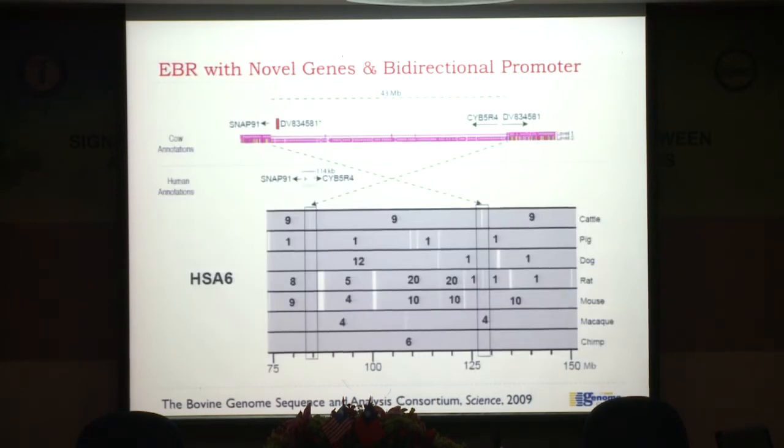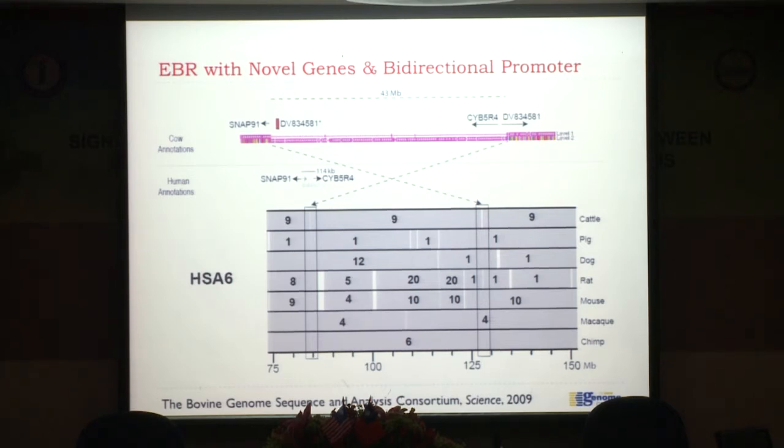Here's another example with Laura Elnitsky at the NIH, where she looked at our evolutionary breakpoints and at the presence of bidirectional promoters. A bidirectional promoter is a promoter that actually promotes transcription of adjacent genes in opposite orientation. And this particular inversion, which occurred on one of the cattle chromosomes, created a bidirectional promoter. So it created a de novo rearrangement.